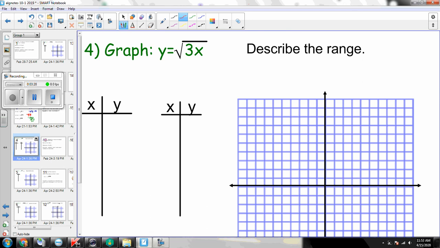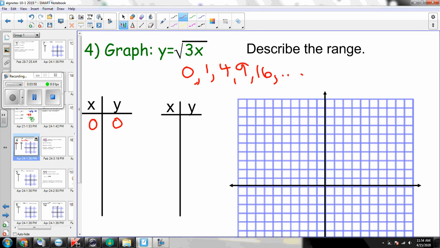My first table, I'm going to let x be 0, because 3 times 0 is 0. When I take the square root of 0, I get 0. So 1 point would be 0, 0. Then if I think of the numbers that I can take the square root of, my perfect square numbers that give me whole number answers, like 0, 1, 4, 9, 16, my perfect square numbers.